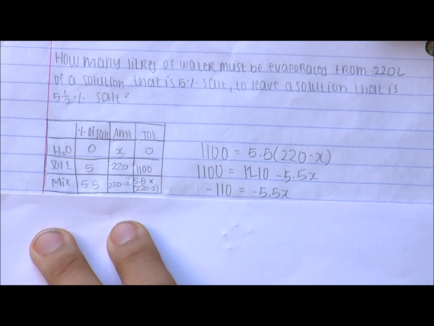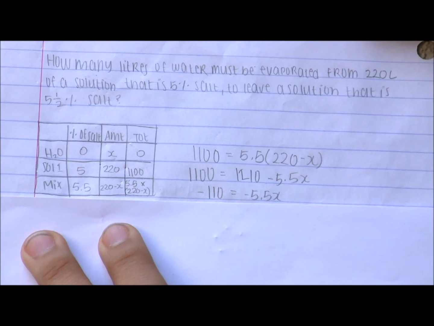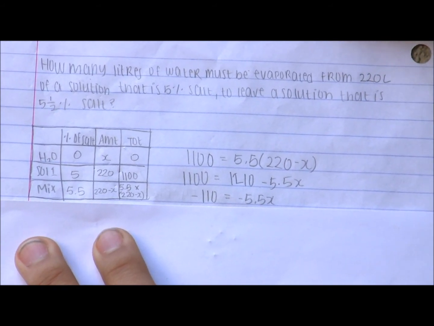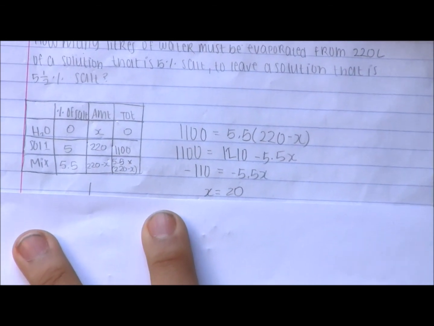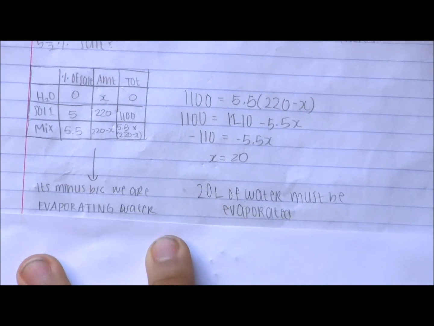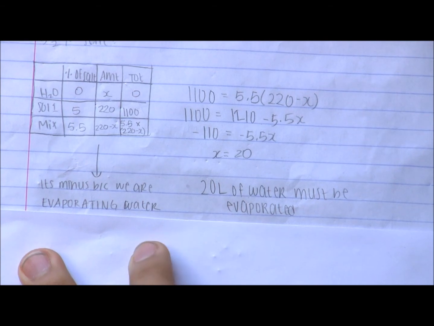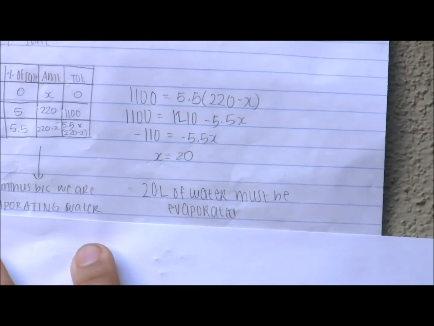And when you subtract 1,210 on both sides, it's negative 110 equals negative 5.5x, which makes x equals 20. This results in 20 liters of water that must be evaporated.